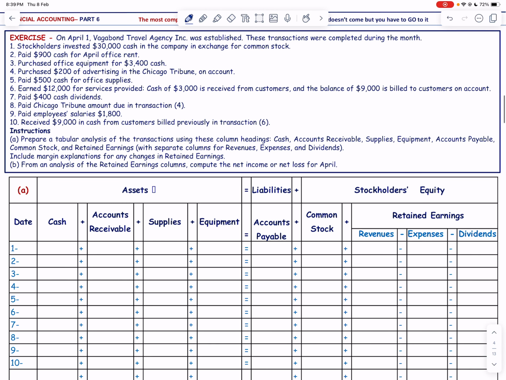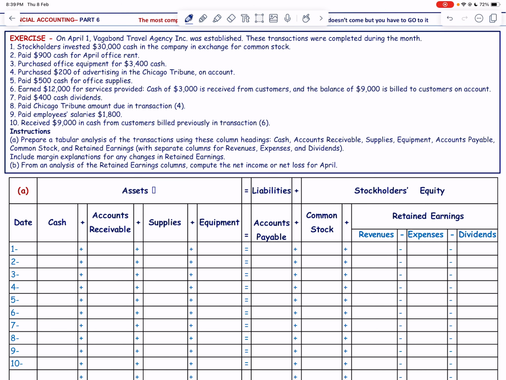On April 1, Vagabond Travel Agency Incorporation has been established. These transactions were completed during the month, and we have to prepare a tabular analysis of the transactions using these common column headings. We have cash, accounts receivable, supplies, equipment, accounts payable, common stock, and retained earnings, and that is what we have over here. And then for the retained earnings, we have to have separate columns for revenues, expenses, and dividends. So let us start with the first transaction.